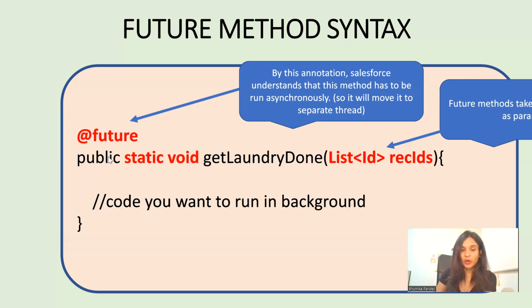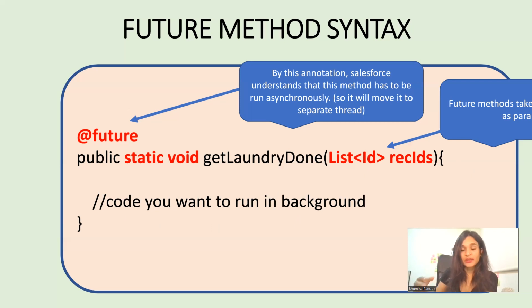Now, the reason why we have defined it as static: you'll understand that if you already know that if there is any method you have defined as static, you can call that method directly with the help of the class. So now we already know the syntax if you have to write a future method. These three points are very important and you have to remember them. And here you write whatever code you want to run in the future, any logic.